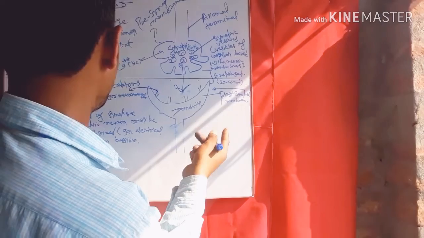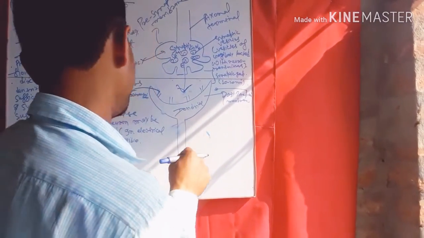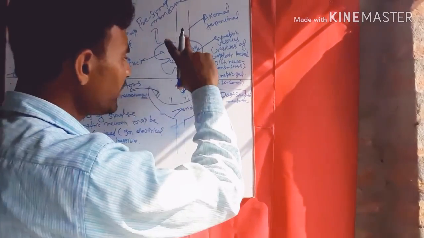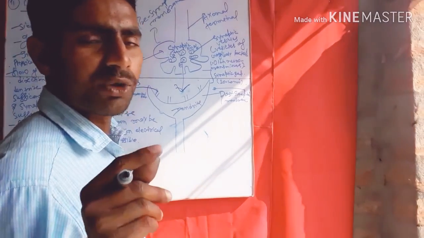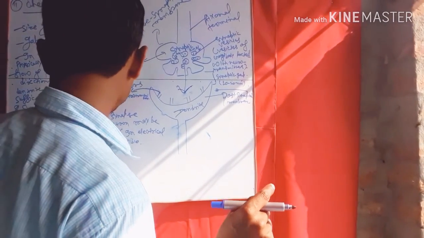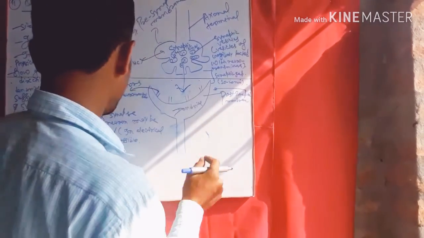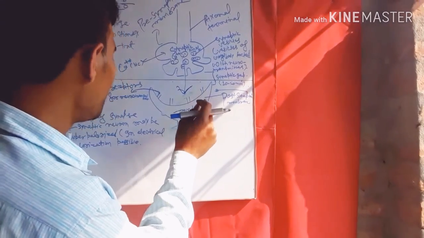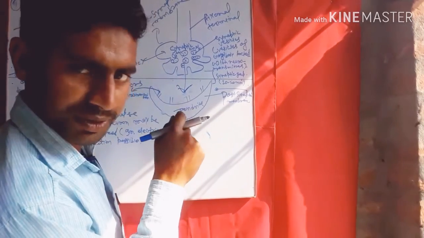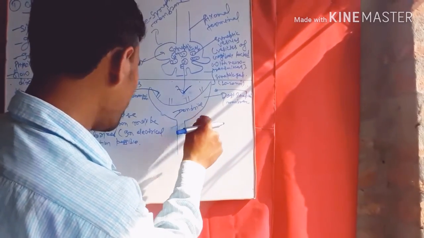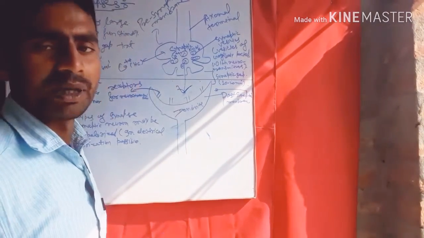postsynaptic neuron may be depolarized or hyperpolarized, because this is the most accurate type of synapse. This means chemical synapse is the most accurate type of synapse. Why is this the most accurate type of synapse? Because postsynaptic neuron may be depolarized or hyperpolarized, but in electrical synapse only depolarization of postsynaptic membrane is possible.